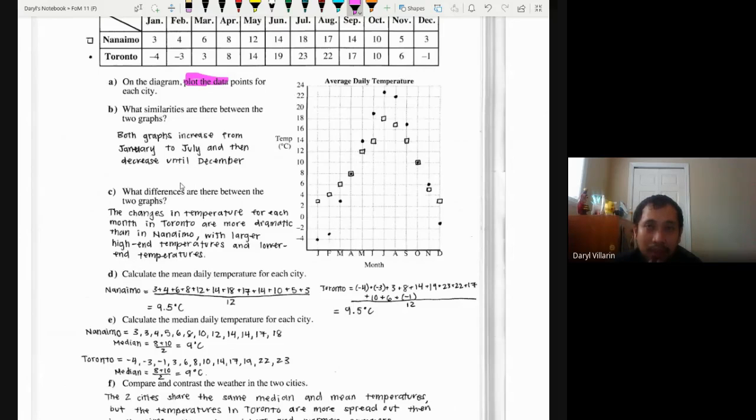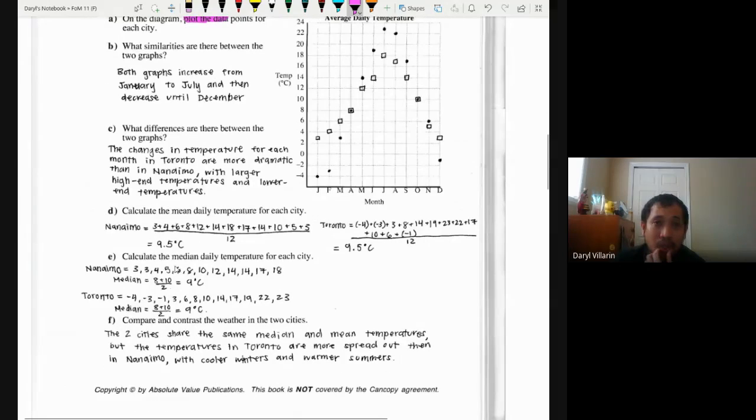Some of you say that in some temperatures, some months have the same temperature. That is also fine. And then for letter C, the changes in temperature for each month in Toronto are more dramatic. If you can see, it's spread out, lower to higher, than in Nanaimo, with larger high-end temperatures and lower temperature ends.